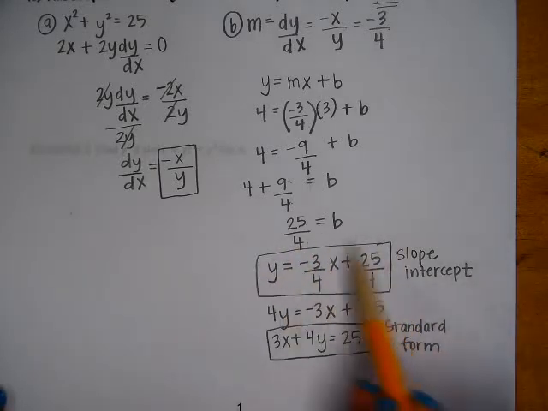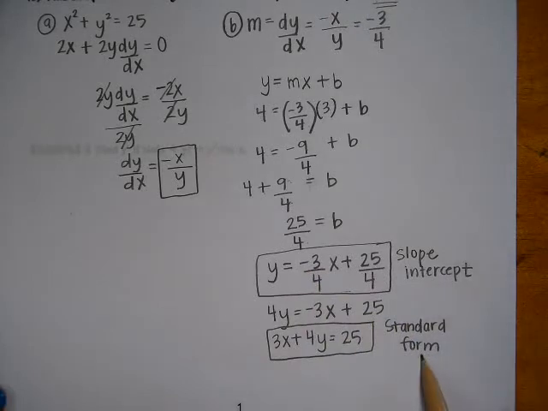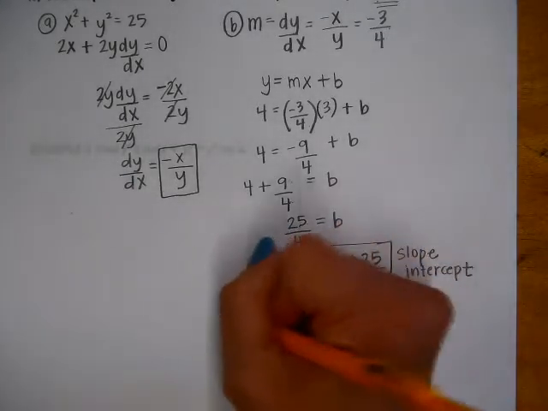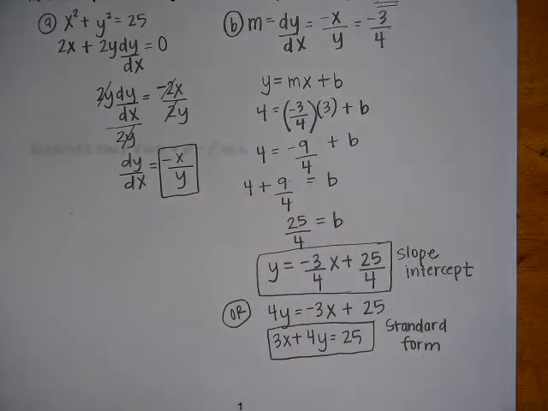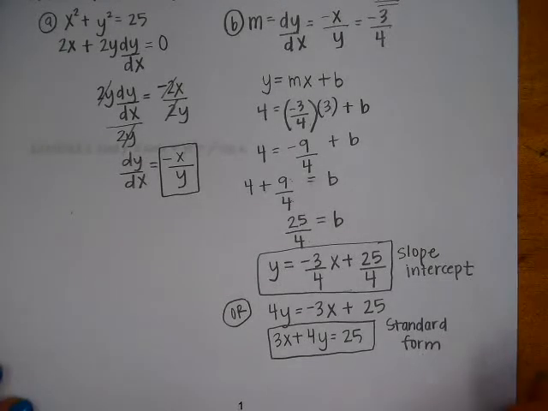This is slope-intercept form, but if they ask for standard form, then again we want x and y on the same side, no fractions, and we want x to be positive. So that's what we did here. So both of these are correct that are in the box, but it will just depend on what form WebAssign is asking you for. Okay? Alright, so let's look at our next example. Okay?